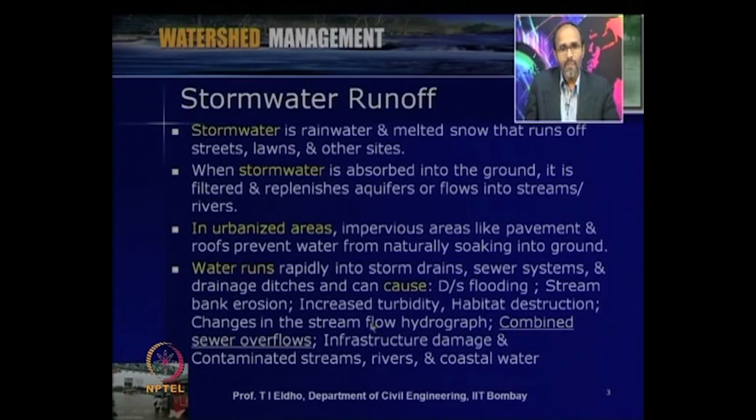And then there can be combined sewer overflows. Wherever the sewage and the stormwater drains are a single, combined system, it can overflow, and when mixed with sewage, there can be more environmental problems. And then infrastructure damage. All this can cause contamination of the surface water, like streams, rivers, ponds or lakes, and the coastal water bodies will also be affected by the polluted storm water.